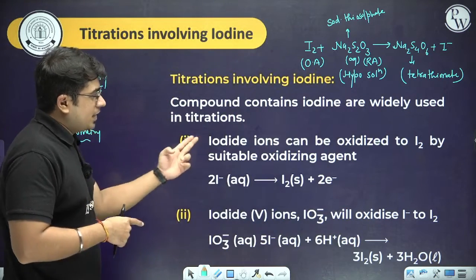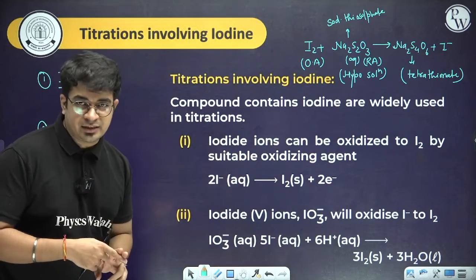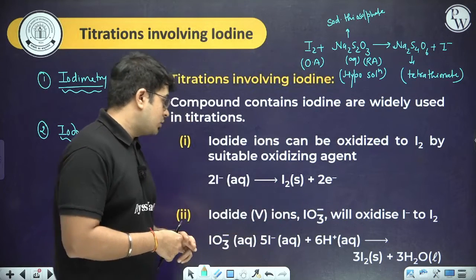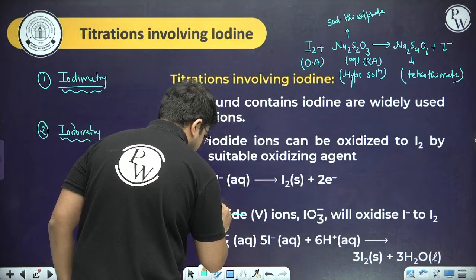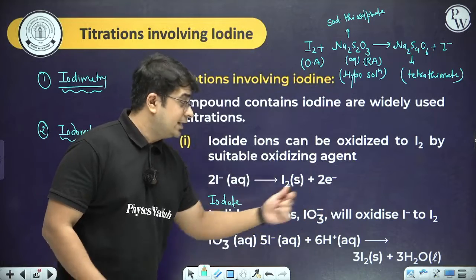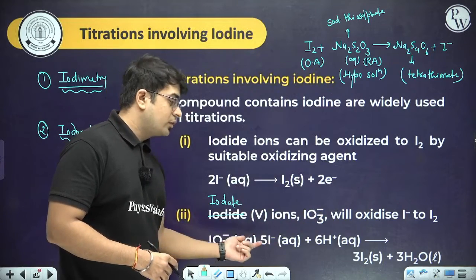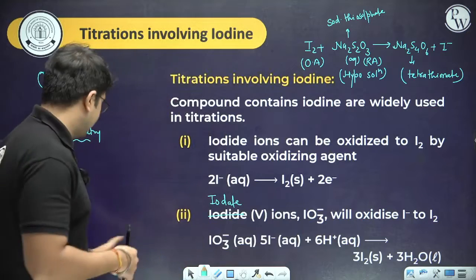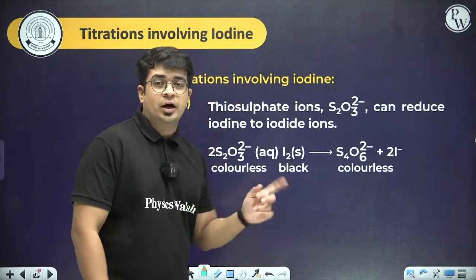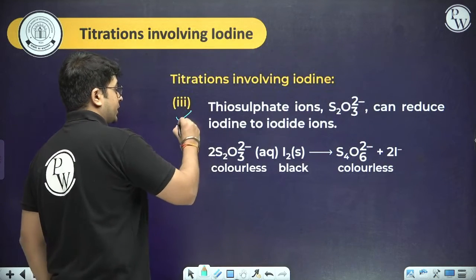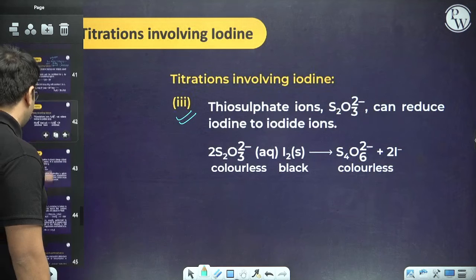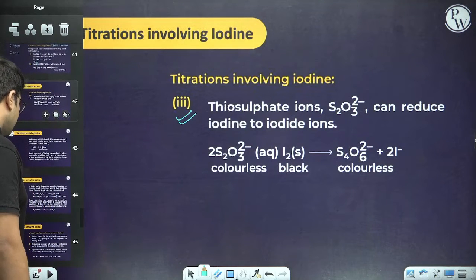Okay, so iodide ions can be oxidized to I2 by any suitable oxidizing agent. It means this is the indirect reaction, or you can say iodide ions or iodate ions which are IO3-. This is iodate. Iodate ions will oxidize I- to I2. So this is the oxidizing agent which is going to convert I- into I2. So indirect step is there, okay. Thiosulfate ions which are S2O3 2- can reduce iodine to iodide again. So this is the second step. Most of the reactions involve these two steps only, okay.